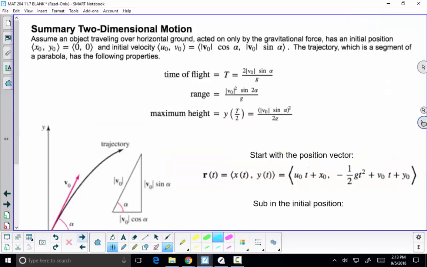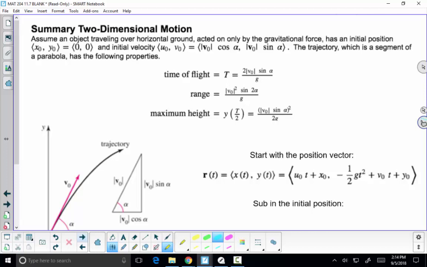All right, let's figure out this stuff. So dealing with a projectile, it's frequently important to know how far the projectile went. It's frequently important to know how high the projectile went. And it's frequently important to know how long it took to get from the beginning to the end of its path. All right, so let's analyze how we can do that.